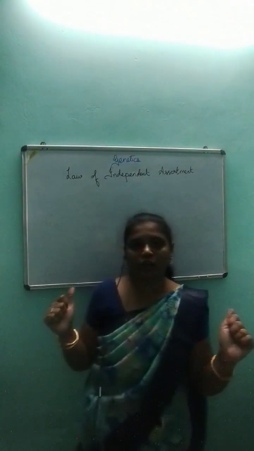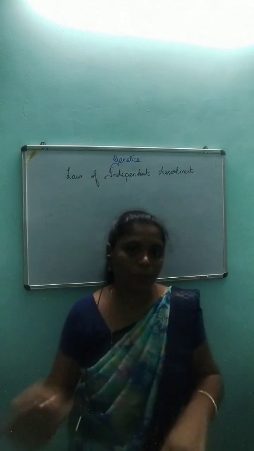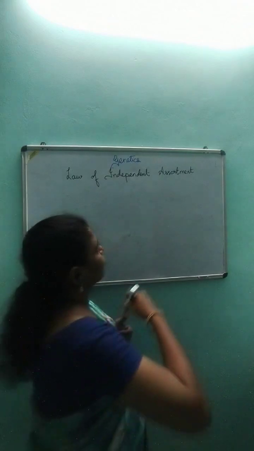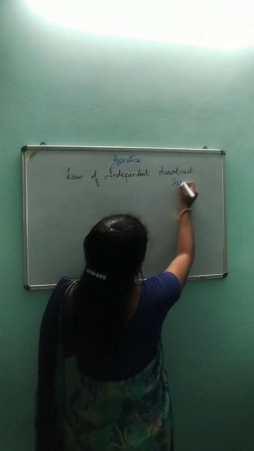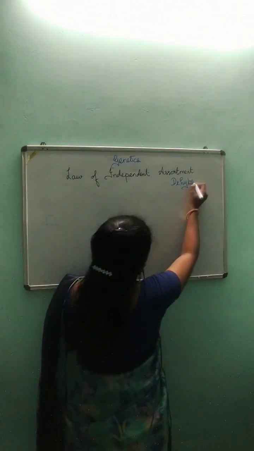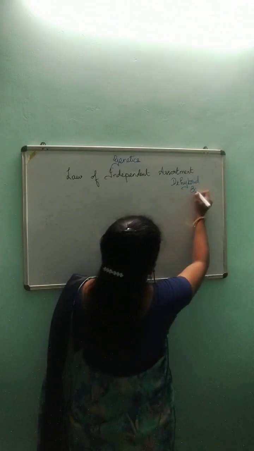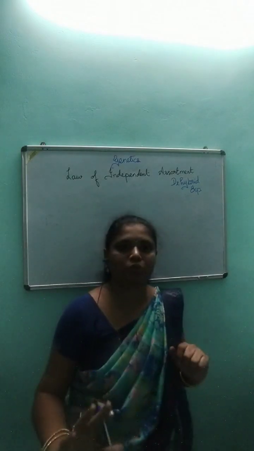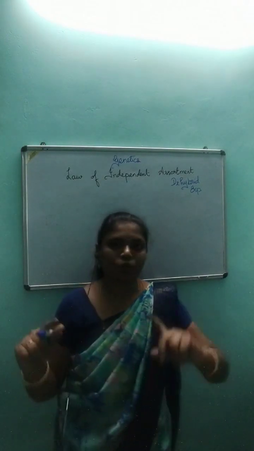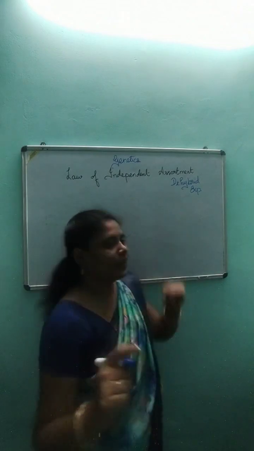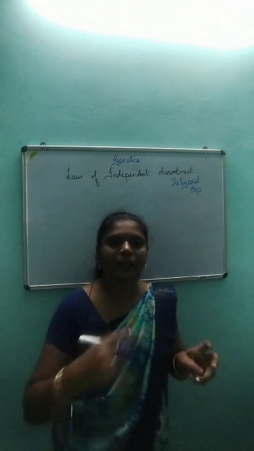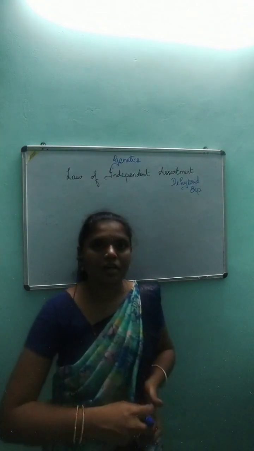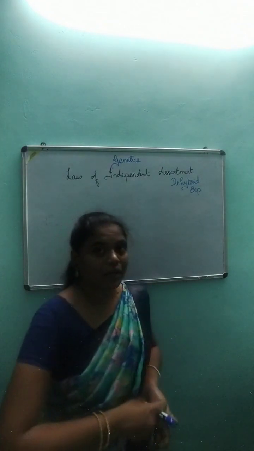In this video we are going to learn about the law of independent assortment. Mendel proved this law with the help of the dihybrid experiment. What is a dihybrid experiment? In the monohybrid experiment, he took into account one single character. Here he is considering two characters and studying them simultaneously at the same time. That is called a dihybrid experiment.